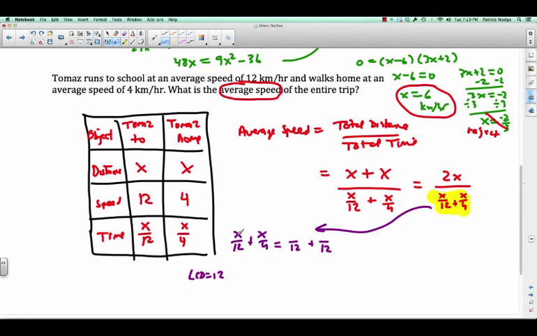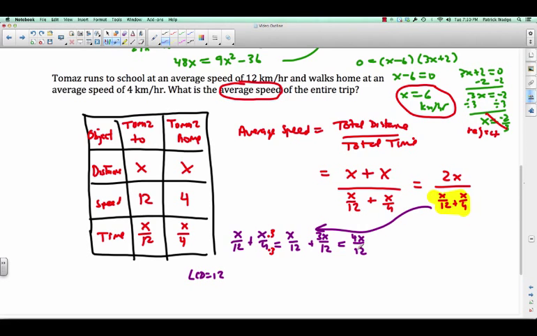You want to get common denominators. This one already has 12, so it's still x. This one, the 4, what do you have to do to 4 to get the 12? You have to multiply by 3, so we do the same thing here, and you end up with 3x. Now we can add these together. When you add fractions, you just keep the denominator the same. Add x and 3x, which gives you 4x.